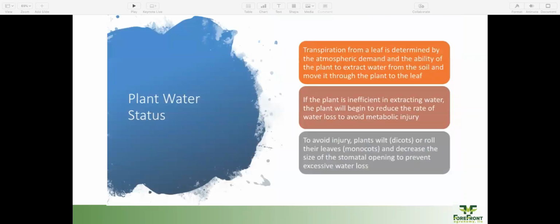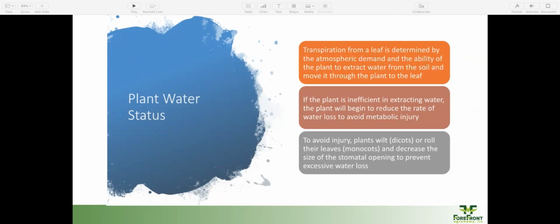So visiting with you a little bit about plant water status. It starts out with transpiration from a leaf, which is determined not only by atmospheric demand, but by the ability of the plant to pull water out of the ground and move it through that plant and out the leaves back into the atmosphere. And that's really what is the driving force for how water moves in that plant.